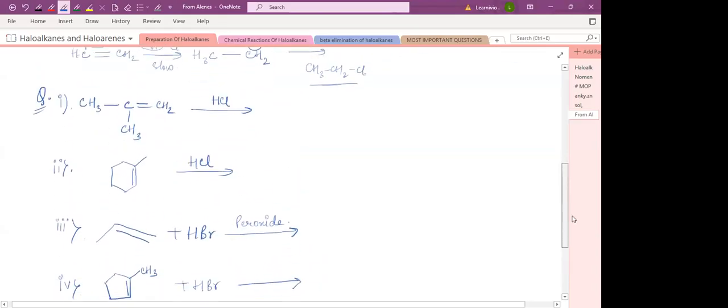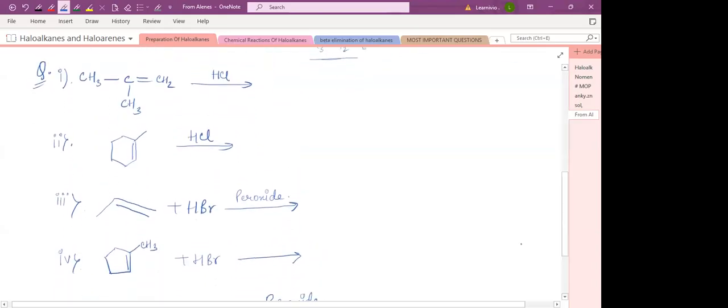Okay, now do these questions. Okay, so just remember the concept which I have taught you. If peroxide is absent, just use the Markovnikov addition rule. And if there is a peroxide given there, along with the reagent, then use the anti-Markovnikov rule.